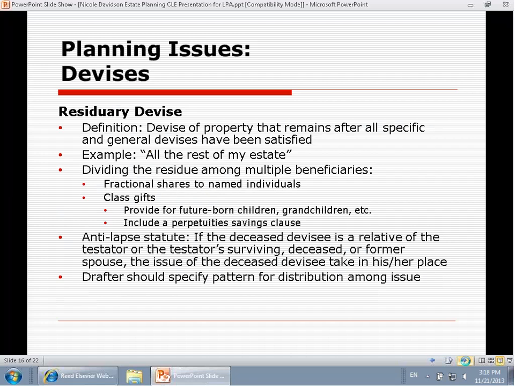Like if you have a younger client and they haven't started having a family yet or are not done having a family, you may want to provide the class gift will be to their class of children, and that way it will include any future born or adopted children. We can use per stirpes language to provide that the deceased children's shares go to the grandchildren, etc.